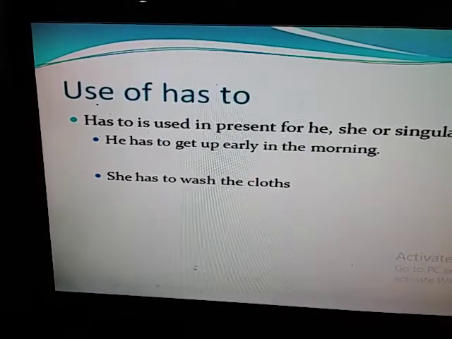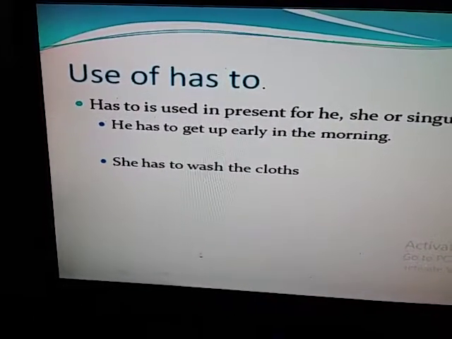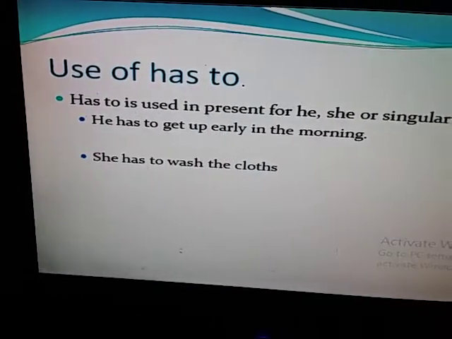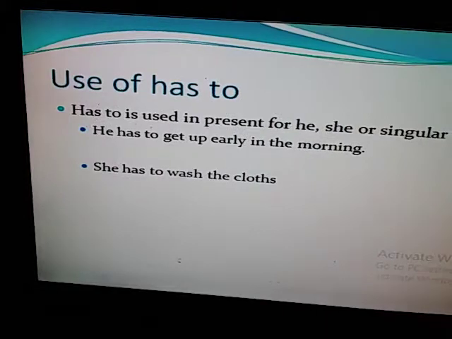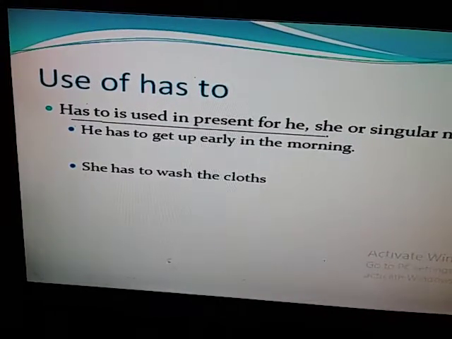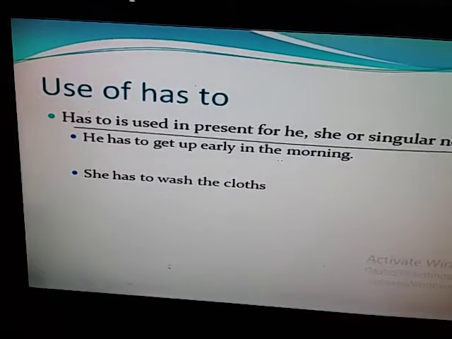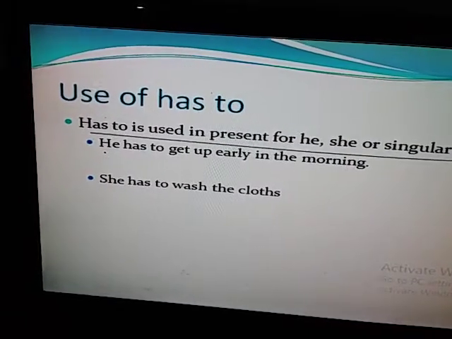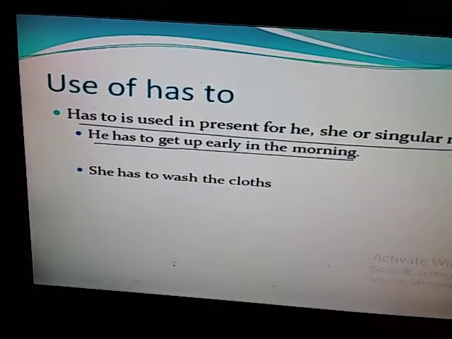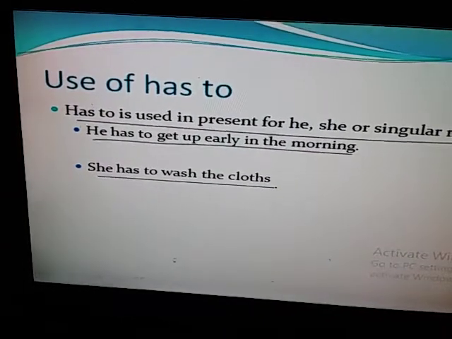Let us see where we use has to or have to or had to. First, use of has to. As I have already told you, we use has to or have to in present tense. Has to is used in present for he, she or singular noun. For example, he has to get up early in the morning, or she has to wash the clothes.